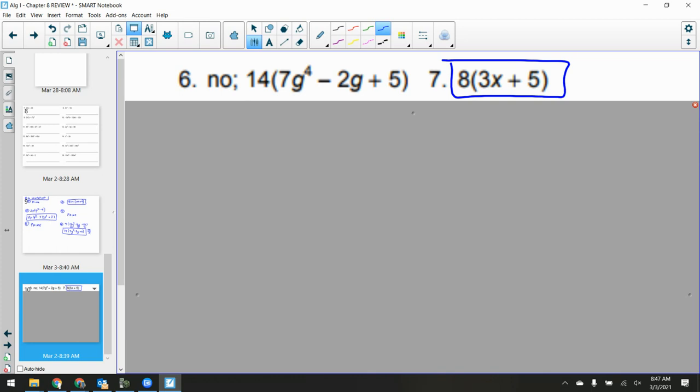So number 7, we pull out the 8. We're left with a 3x plus 5. Okay? And then can we do anything else with the 3x plus 5? Nope.